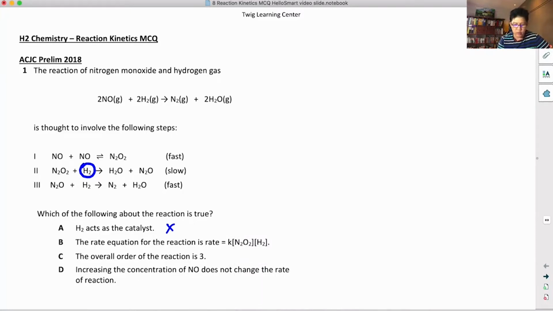The rate equation for the reaction is rate equals k [N2O2][H2]. You can actually see from the slow step that the rate equation is obtained from the slow step. So I can write down the rate equation to be rate equals k [N2O2], to the power of 1, the first order. So first order with respect to hydrogen, and first order with respect to N2O2.